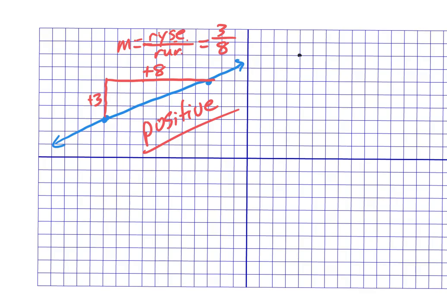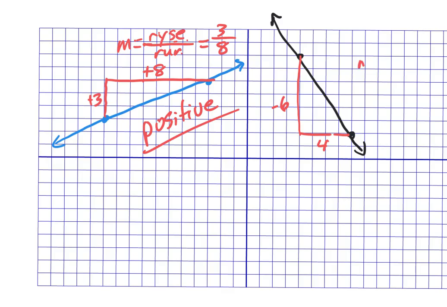Okay, another type of slope. Okay, this one here, we are going down and then over. So we're going to go down 1, 2, 3, 4, 5, 6. We go down 6 and then over 1, 2, 3, 4.